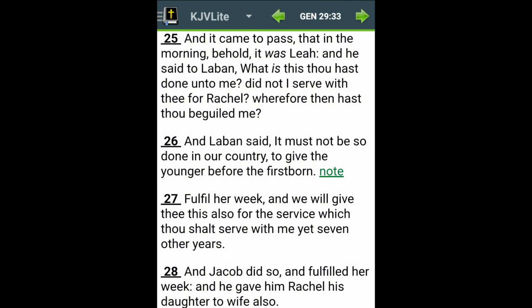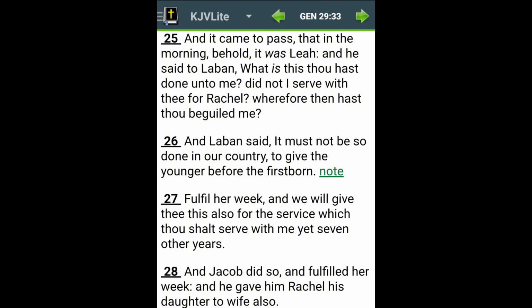And going back in time a little bit, a few verses ahead, remember Jacob had worked for 7 years. He thought for Rachel, and the wedding feast took place, and the wedding night took place. And in Genesis 29, verse 25, it says, "And it came to pass that in the morning, behold, it was Leah. And he said to Laban, What is this thou hast done unto me? Did I not serve with thee for Rachel? Wherefore hast thou beguiled me?"